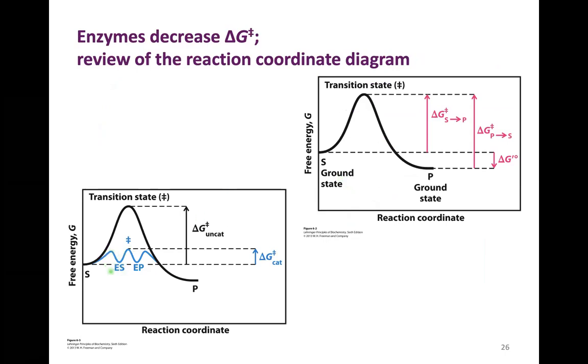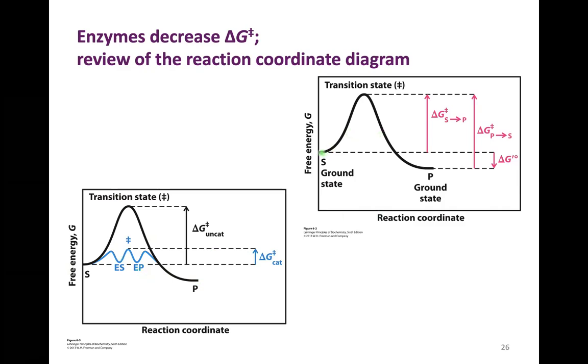If you're going through, in this left plot, forming actually a complex between the enzyme and the substrate and then the enzyme and the product, you can have semi-stable states, but you're still going over an activation energy barrier. The difference between the substrate and the highest peak is our catalyzed rate compared to our uncatalyzed reaction, okay?